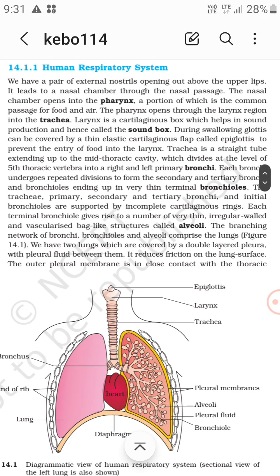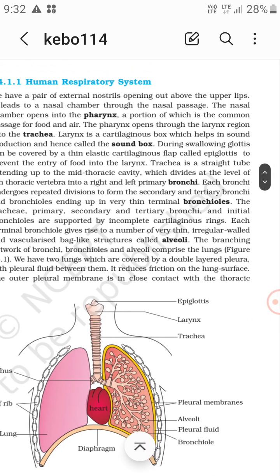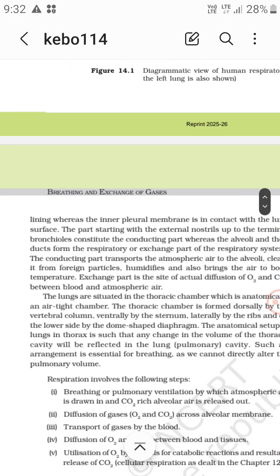It reduces friction on the lung surfaces. The outer pleural membrane is in close contact with the thoracic lining.